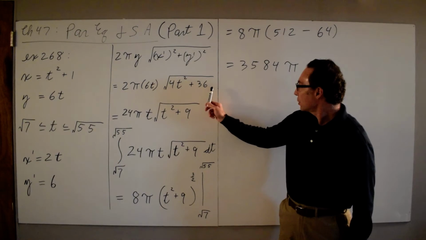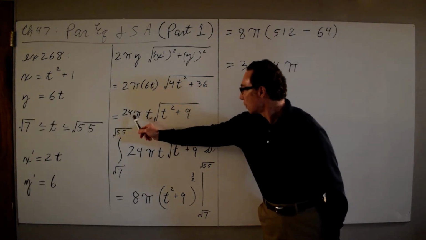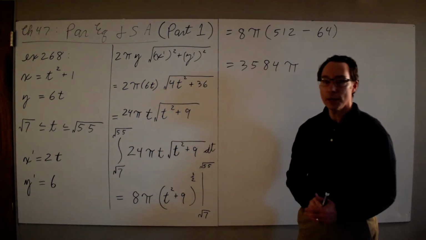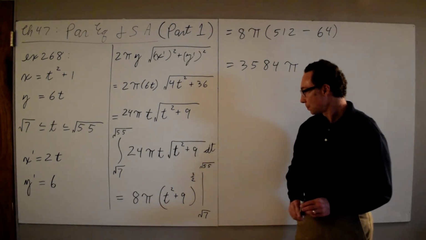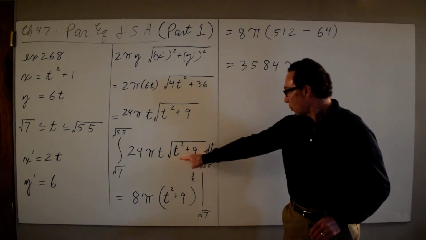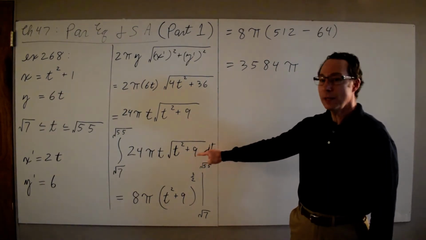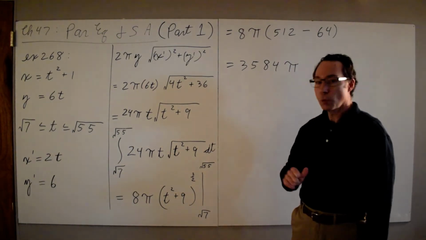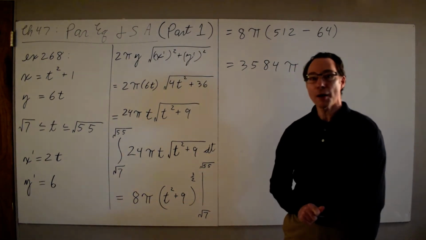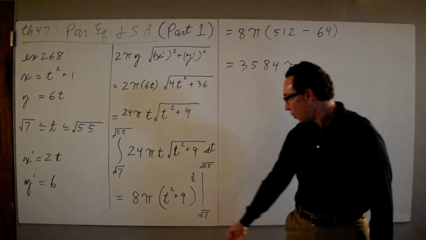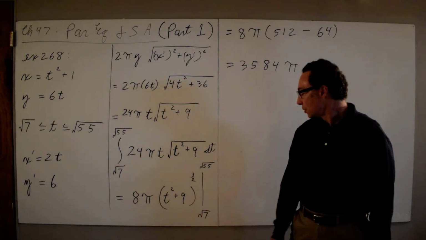We simplify this by factoring out a 4, so square root of 4 is 2. So this expression simplifies right here, and then we integrate from square root of 7 to square root of 55. T squared plus 9 under the square root can be written as a quantity t squared plus 9 to the 1/2 power. So when we find an antiderivative, our expression has a t squared plus 9 to the 3/2 power. And then we have to multiply by the appropriate constant. So take the derivative here to check your answer.